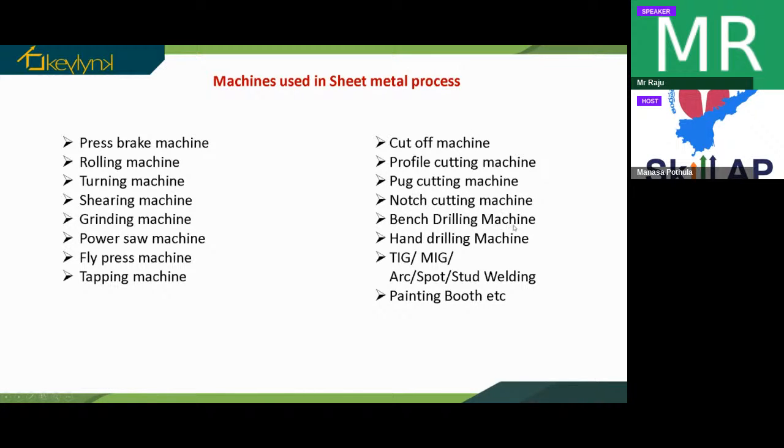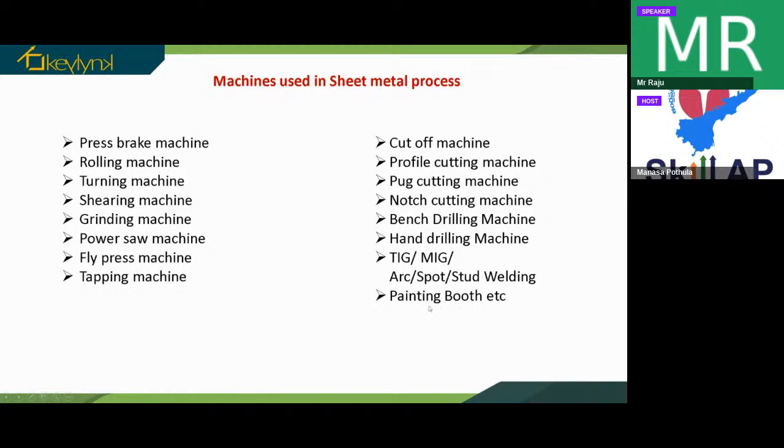Then we have the bench drilling machine. There will be a bench present. Drilling operation, as we know, is by using drill bits to drill a hole in the sheet metal. And we have the hand drilling machine. And we have TIG, MIG, arc, spot, and stud welding. These are the different types of welding. TIG is tungsten inert gas, and MIG is metal inert gas. Arc welding, spot welding, stud welding. We use these welding processes to join the sheet metals during various processes in sheet metal work.